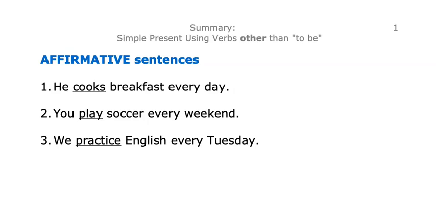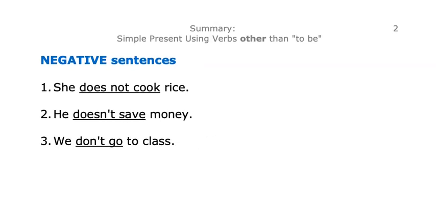Number 1, he cooks breakfast every day. 2, you play soccer every weekend. 3, we practice English every Thursday. And you notice that in number 1, which is the third person singular, the verb has an S at the end. Now let's look at negative sentences.